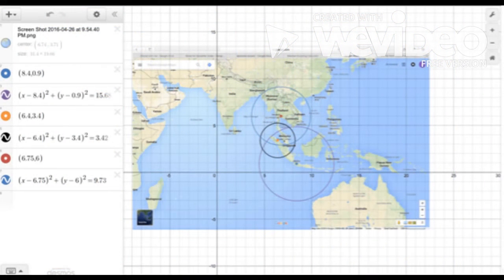For our second graph, we used a slightly different method. We ended up getting the same epicenter. Instead of using the city of Banda Aceh, we used Bangkok in Thailand. The 3 coordinate points we got are 8.4, 0.9, 6.4, 3.4, and 6.75, 6. Squared, we got 0.68, 3.42, and 9.73. So this shows you that although you can use different methods, you should get the same location of the epicenter if you have the correct data.